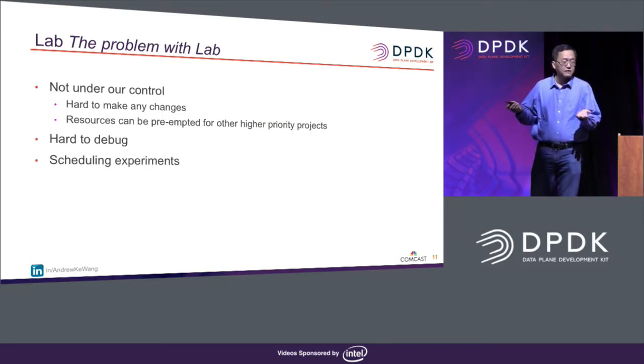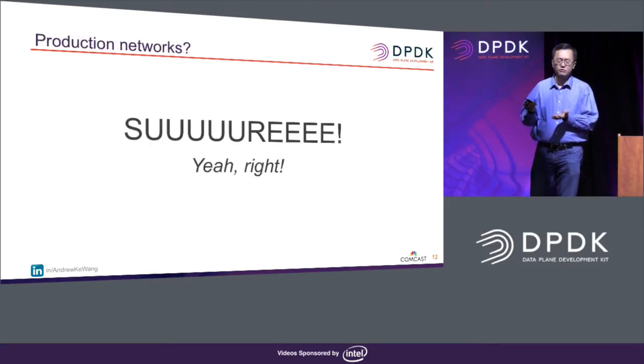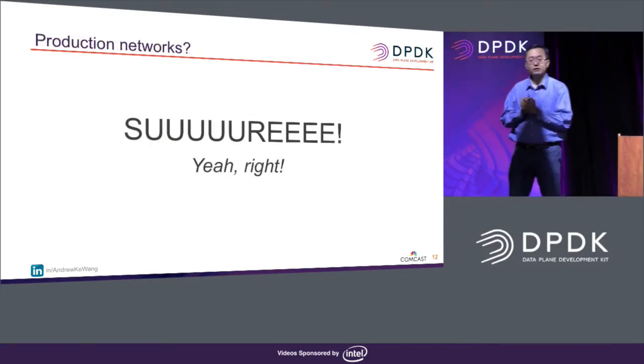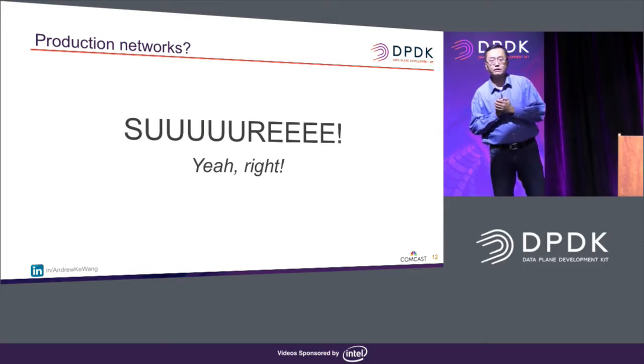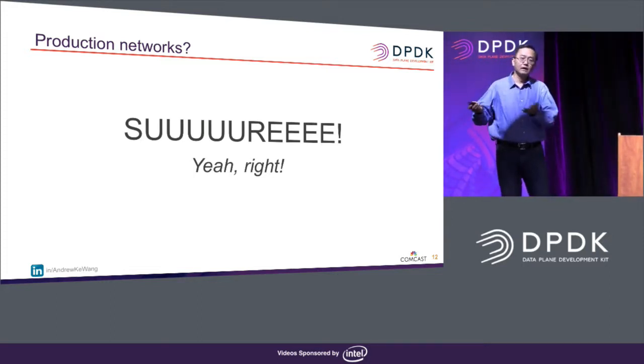So Comcast is a large network, right? So can we run in production networks? Yeah, sure. Very, very, very. No, understandably so, right? If I were a network operator, I would not trust my network to some guy that says, oh, I wrote a network function, can you run it for me? So that's when we found Containernet.